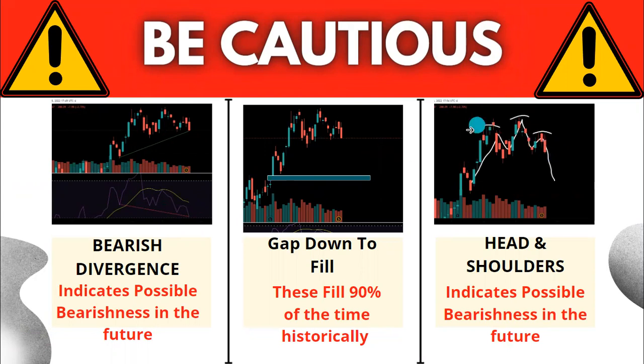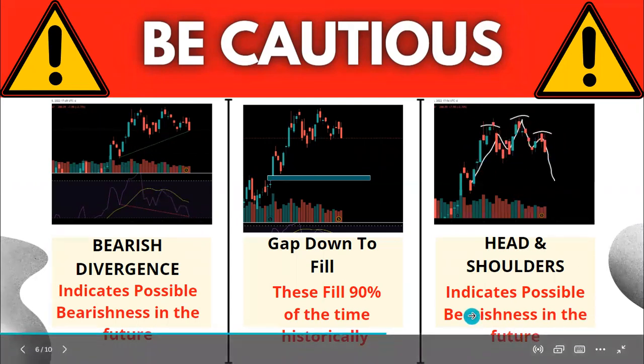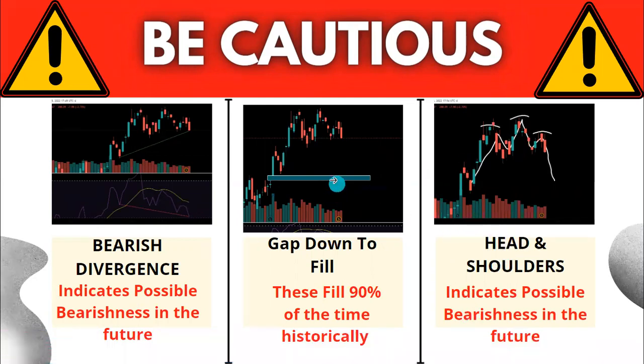Well, we also have a head and shoulders forming here. This also indicates possible bearishness in the future. If we have a head and shoulders forming with a gap down to fill and bearish divergence, what does that look like to you? It looks like we're setting up to drop and potentially fill this gap soon. So you do need to be very, very cautious of that.